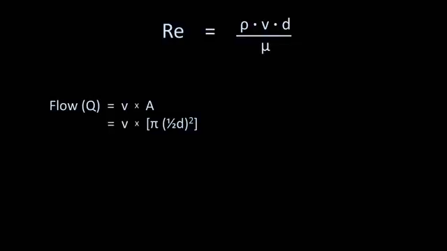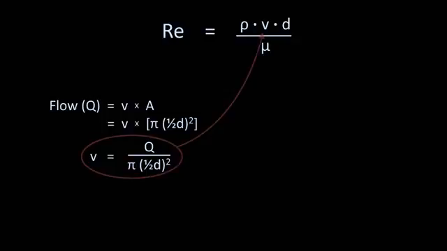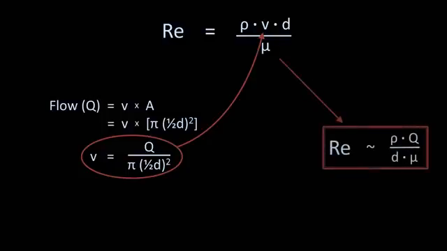If we divide both sides of the equation by the area term, we get this expression for the velocity, and we can substitute this into the Reynolds number equation. Since we're only interested in the qualitative relationships, we'll ignore the constants, yielding this.